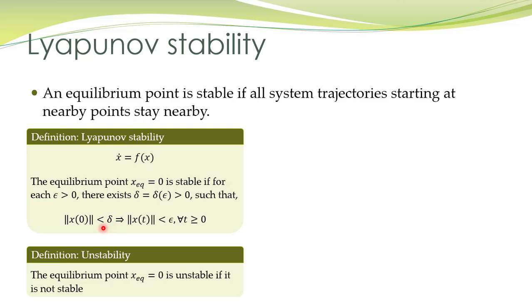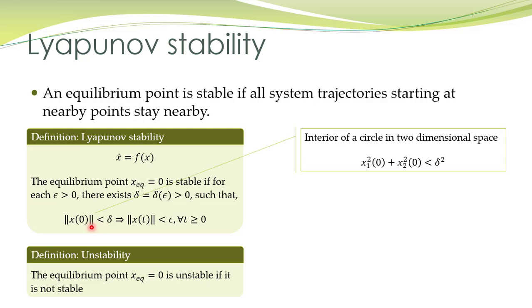What is this thing? For a system with two states, this inequality describes the interior of a circle. We know that this norm, which is the 2 norm, gives x1 square of 0 plus x2 square of 0 less than delta square. This expression is another representation of the same statement for a system with two states. So this is the interior of a circle.